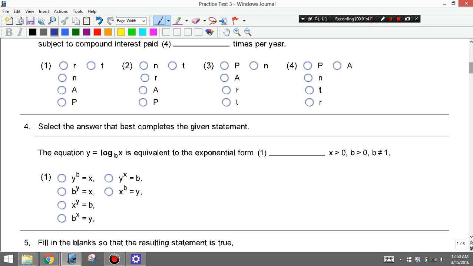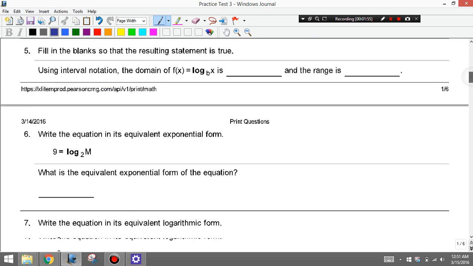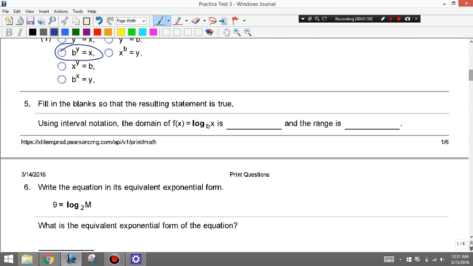The equation y equals log base b of x is equivalent to the exponential form b to the y equals x. B to the y equals x is that one. Using interval notation, the domain of f of x equals log base b of x is 0 to infinity, and the range is minus infinity to infinity.